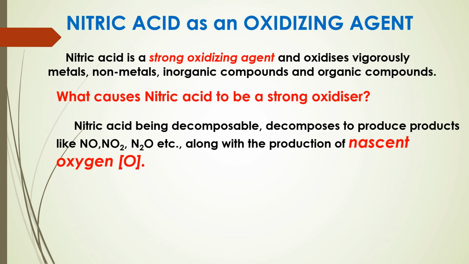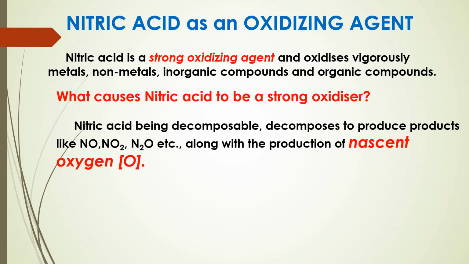Nitric acid is decomposable. I hope you remember when we did the laboratory preparation of nitric acid, the nitric acid produced appeared yellow in color. Why? Due to the presence of nitrogen dioxide, which is formed due to decomposition of a partial amount of nitric acid. So nitric acid, being decomposable, decomposes to produce products such as nitric oxide, nitrogen dioxide or nitrous oxide, along with the production of nascent oxygen. And what do we mean by nascent oxygen? It is the atomic form of oxygen during its production.